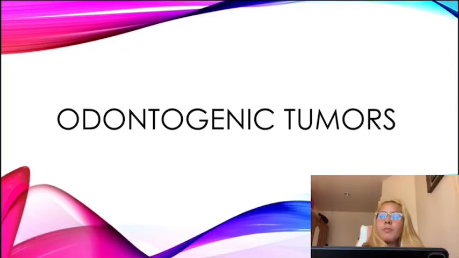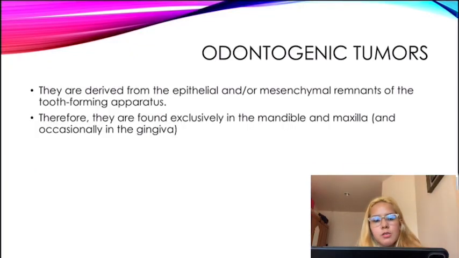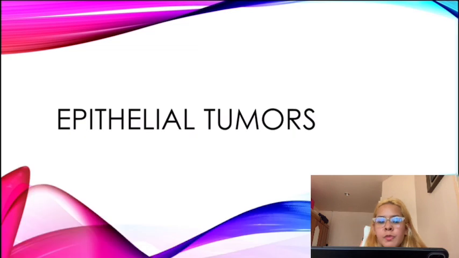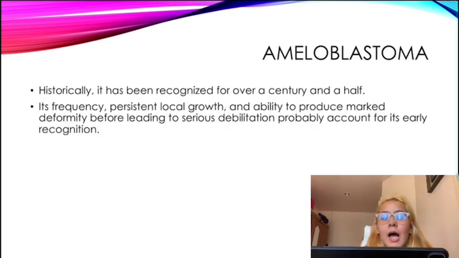So today we will be talking about odontogenic tumors. Odontogenic tumors are derived from epithelial and/or mesenchymal remnants of the tooth-forming apparatus. Therefore, they are found exclusively in the mandible and maxilla and occasionally on the gingiva. So the first are the epithelial tumors. Historically, the first is ameloblastoma.